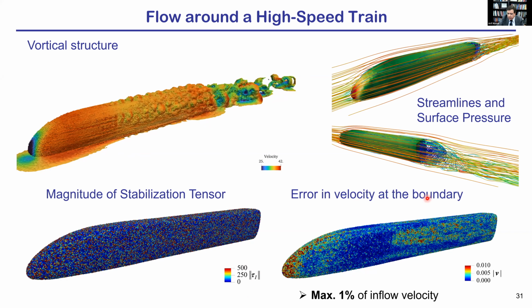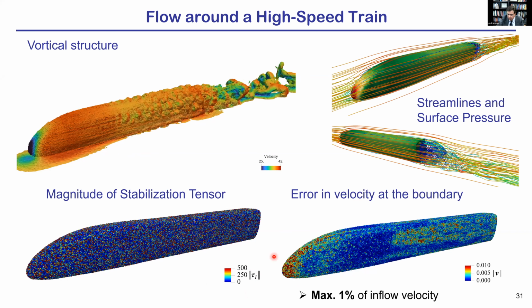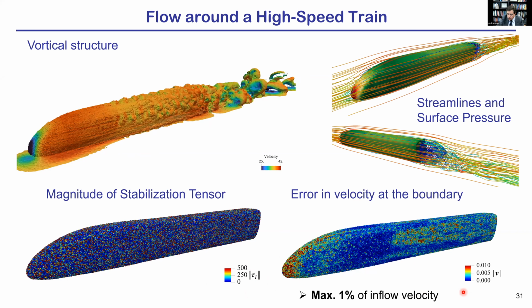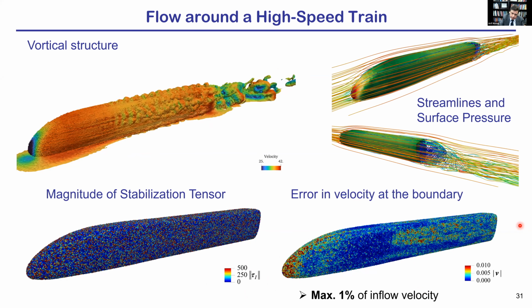And the errors in the boundary can also be looked at in the front at the nose cone where there is high velocity, and the side where the separation takes place. And the error is within 1% of inflow velocity, error in imposing the boundary conditions.